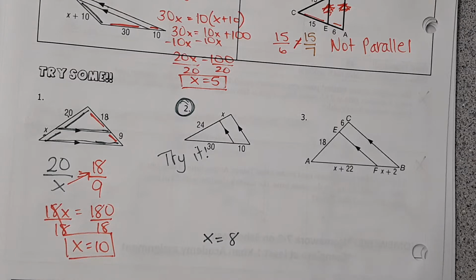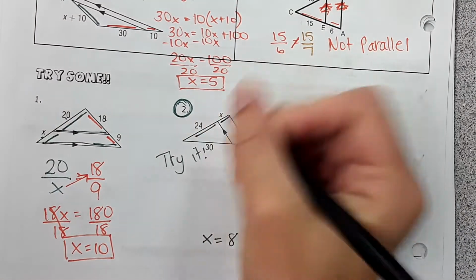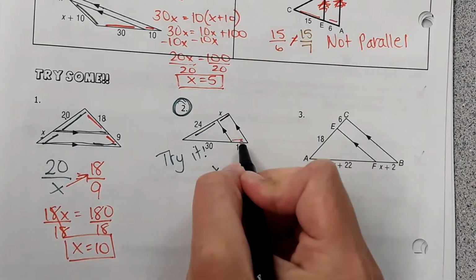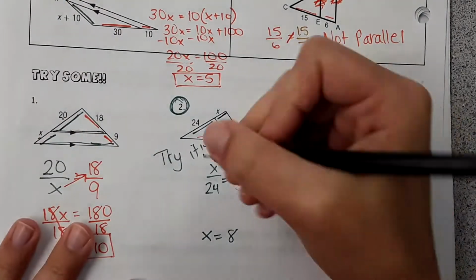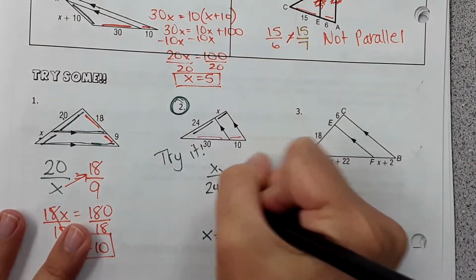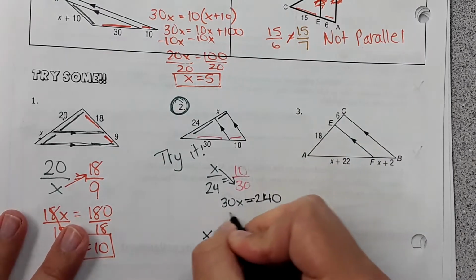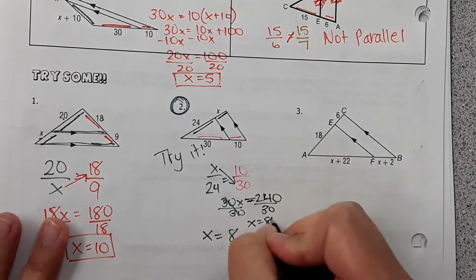For this, I'm not going to focus on the setup as much as the correct answer because there's different setups that would give you the correct answer. So one way I might set it up is x over 24 equals 10 over 30. And then when you use cross multiplication, you get 30x equals 240. Which equals x equals 8.